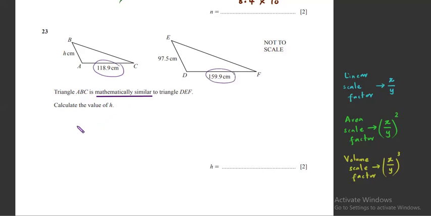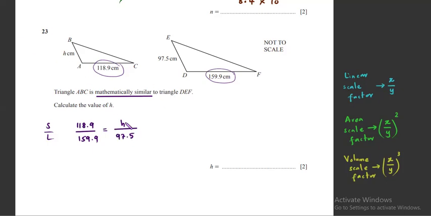So I'm going to write it as 118.9 over 159.9. In this case, I have written the smaller shape's value at the top and the larger shape's value at the bottom. I need to equate this with the other sides that are matching. The side in the smaller shape, which is H, should be written at the top, and the side in the larger shape, which is this 97.5, should be written at the bottom like this.